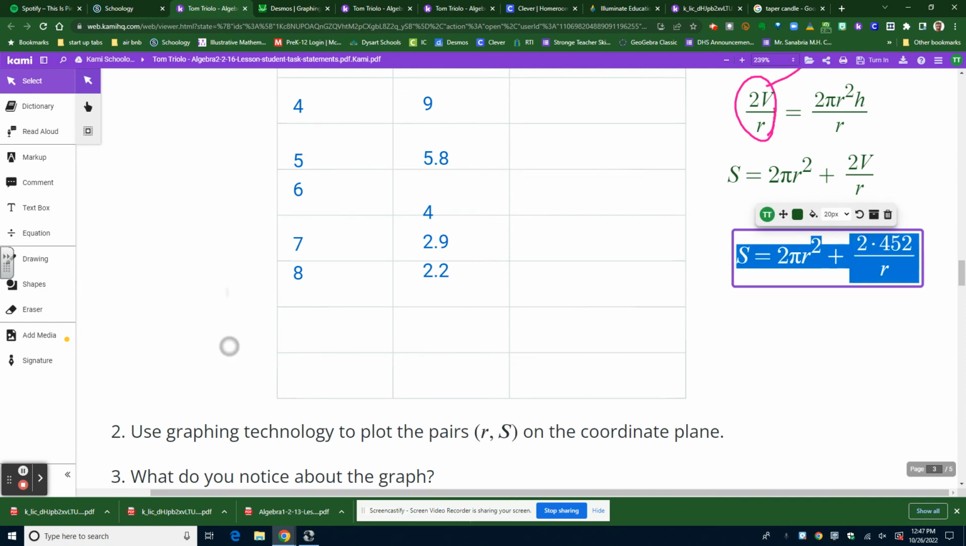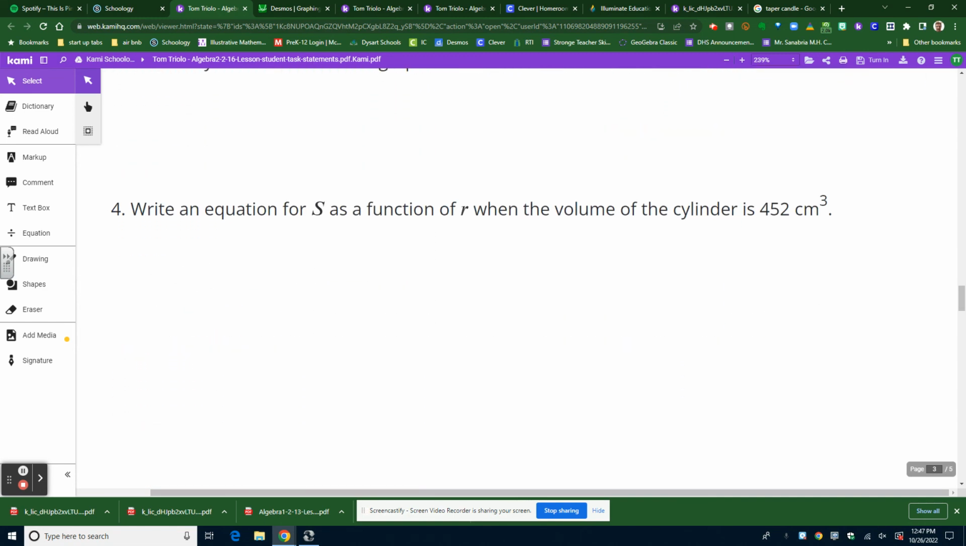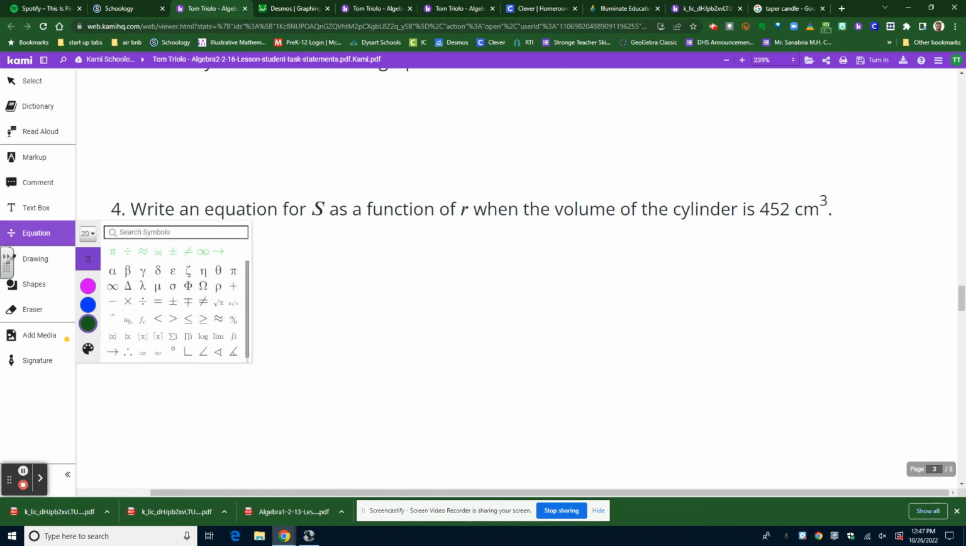Control A, Control C. Equation. And let's just simplify it. So in place of, come on now.